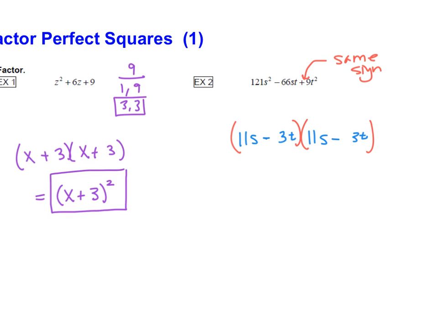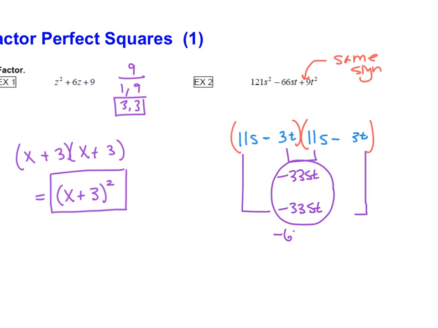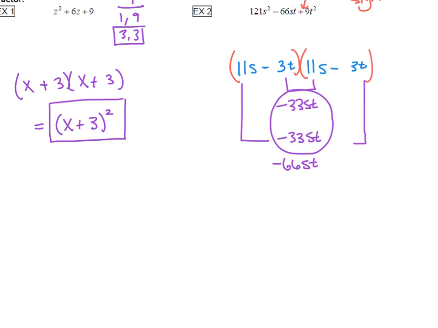All right, so we guessed, now we're going to check. We check the inside. Negative 3t times 11s is a negative 33st. And then we check the outside terms. 11s times a negative 3t is a negative 33st. And then these have to add. When we add these, we get negative 66st, and we check to see if that is our middle term, which it is, so that means that we did factor this correctly. So final answer, well actually if we look at that, we can see it's 11s minus 3t times another 11s minus 3t. So our final answer is going to be just one of those, 11s minus 3t, and then squared.